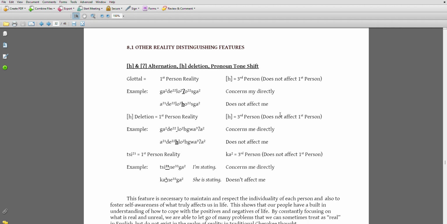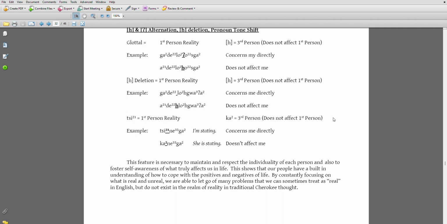This feature is necessary to maintain and respect the individuality of each person, and also to foster self-awareness of what truly affects us in life. This shows that our people have a built-in understanding of how to cope with the positives and negatives of life. By constantly focusing on what is real and unreal, we are able to let go of many problems that we can sometimes treat as real in English, but do not exist in the realm of reality in traditional Cherokee thought.